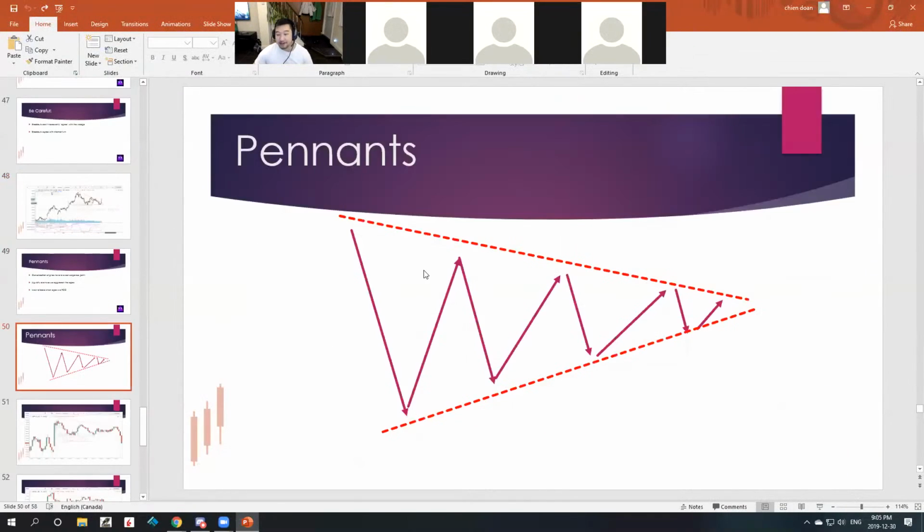Your pennant pattern is basically a consolidation of price action, but with no distinct levels. So it's a convergence in the price. It's almost like a flag without a pole. Exactly. That's exactly what it is.